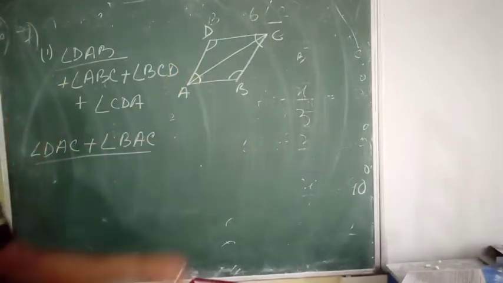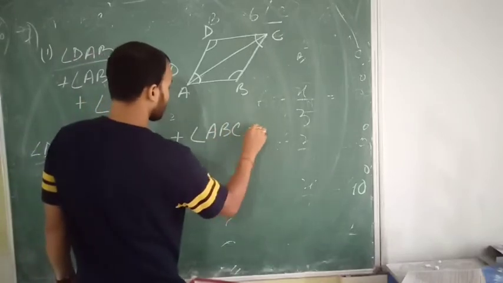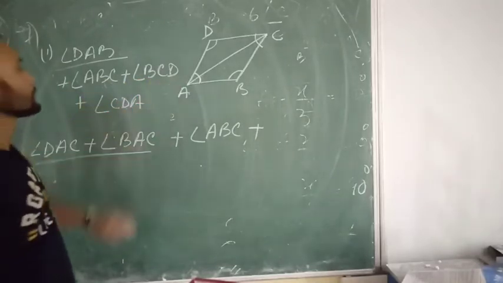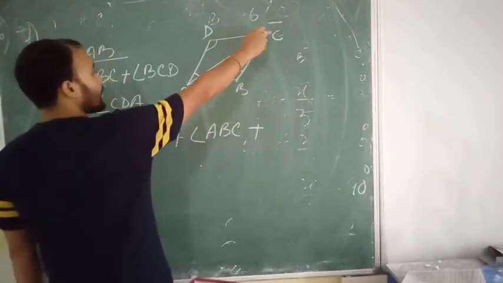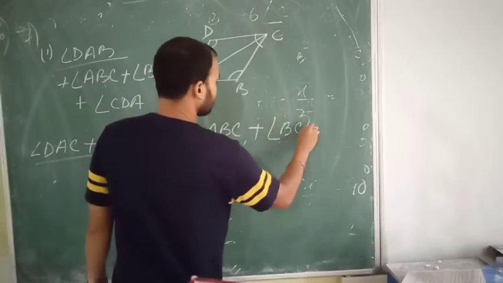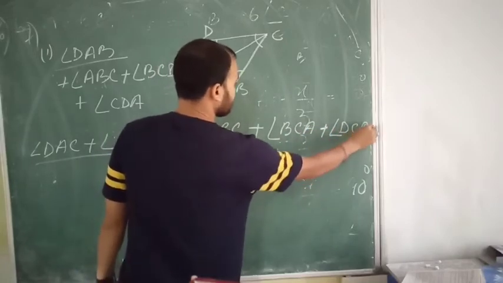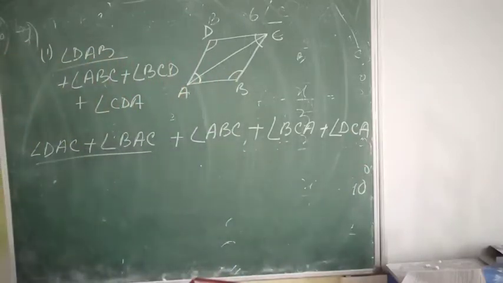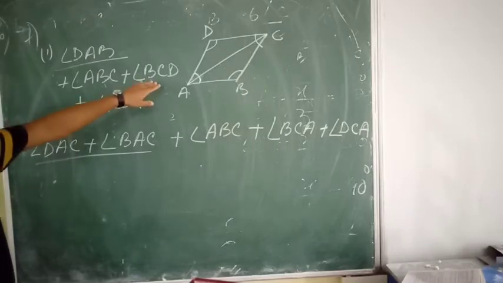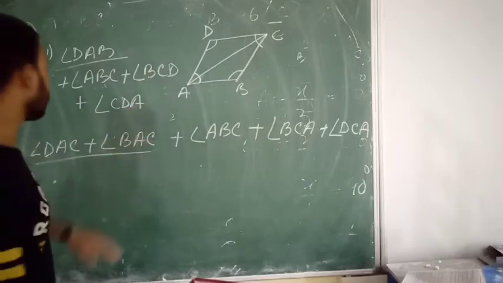Now come to ABC. ABC is one angle, plus angle ABC, and BCD is this entire angle. So this angle plus this angle BCA plus angle BCA. I think we have done a similar question earlier. This is done. BCD is done. CDA is left.